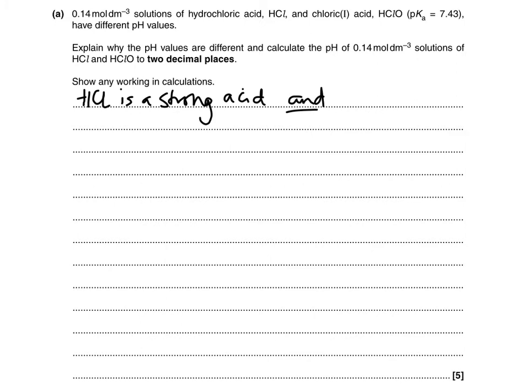And so you also need to state that the chloric(I) acid is a weak acid. So the chloric(I) acid is a weak acid. So 1 mark for that.